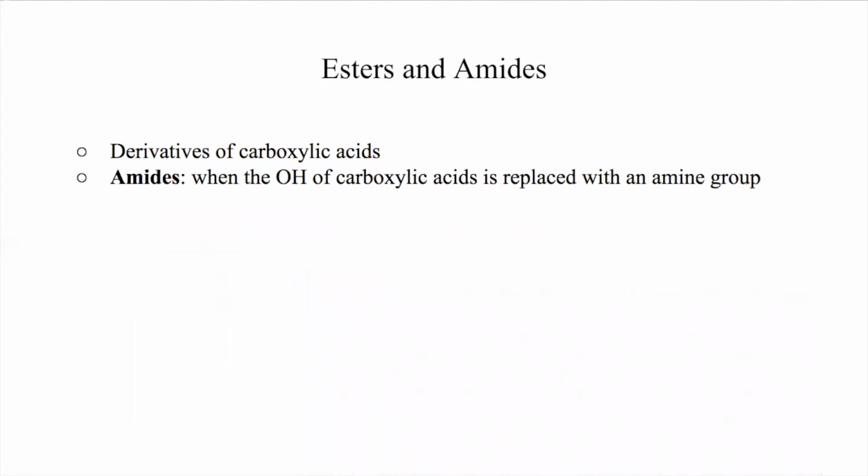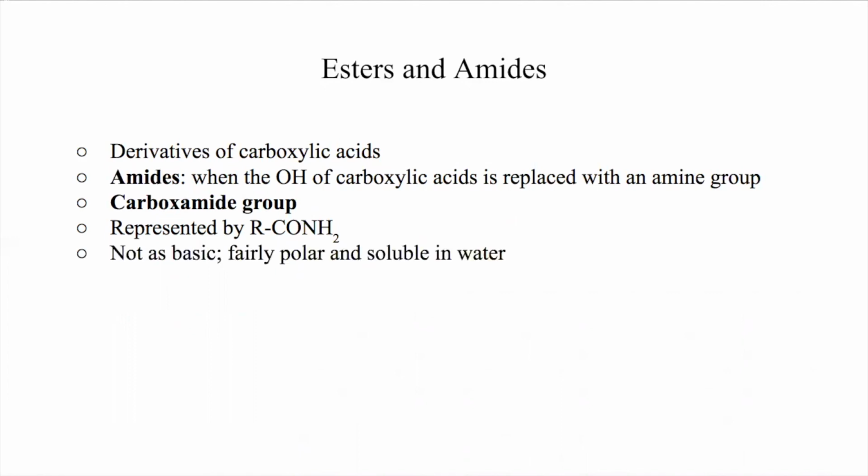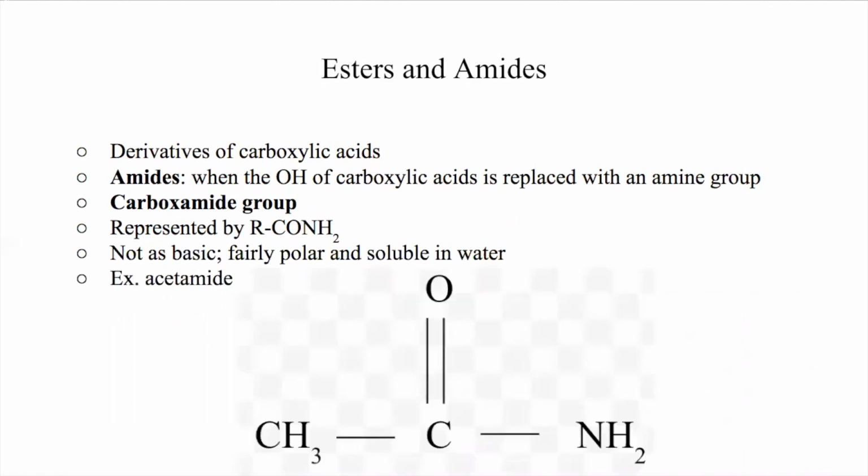Secondly, amides are the compounds formed when the OH of carboxylic acids is replaced with an amine group. Amides are characterized by a carboxamide group and have the formula RCONH2. Amides are not as basic as amines, but are fairly polar and soluble in water. One example of an amide is acetamide, the simplest amide, derived from acetic acid.